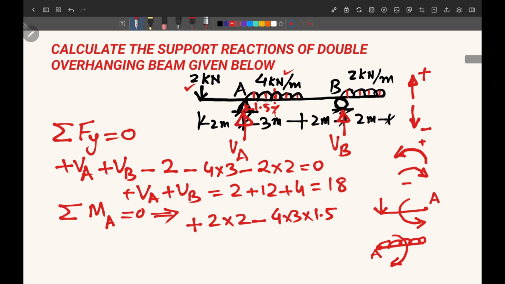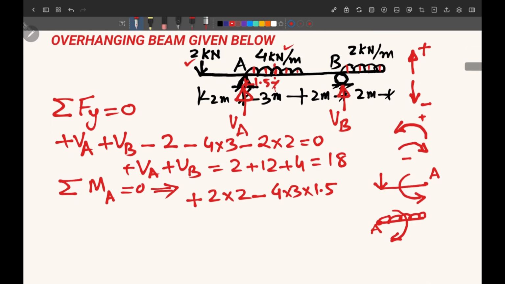Now we take the moment of this VB. Now VB will try to rotate the beam in this way. This is my point A, and this is VB. So the possible rotation is like this, which is anti-clockwise direction. So anti-clockwise we take as positive. So we get VB into the distance, which is 5. So from point B up to A is 5.